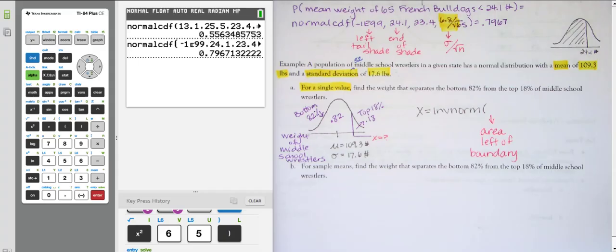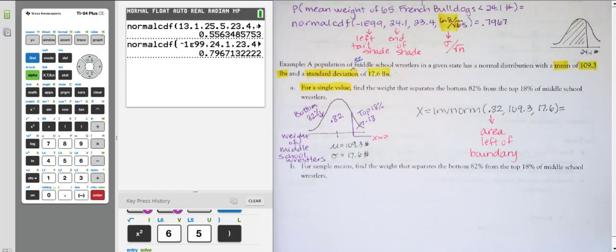I purposefully did not shade either side, because it really doesn't matter if you're shading to the left or to the right. What matters is what is the area to the left of this boundary. That is the value you're going to place here when you're using invNorm. We know this represents the bottom 82%, so that value is going to be 0.82. Since this is an x value, there is no subscript on that variable notation.